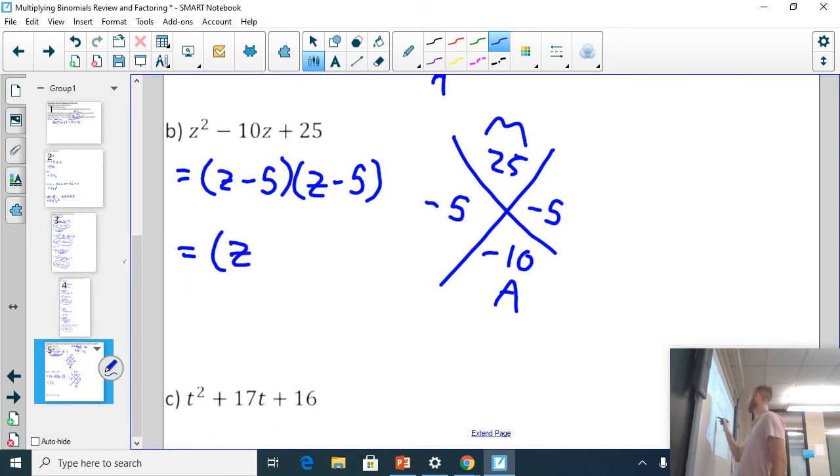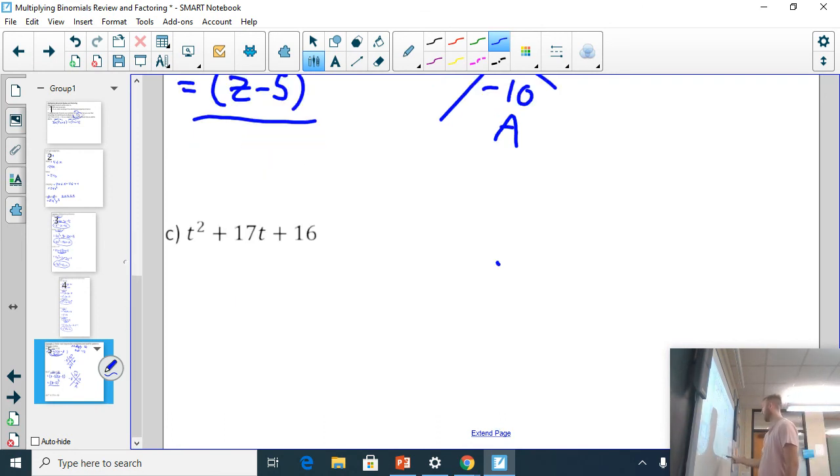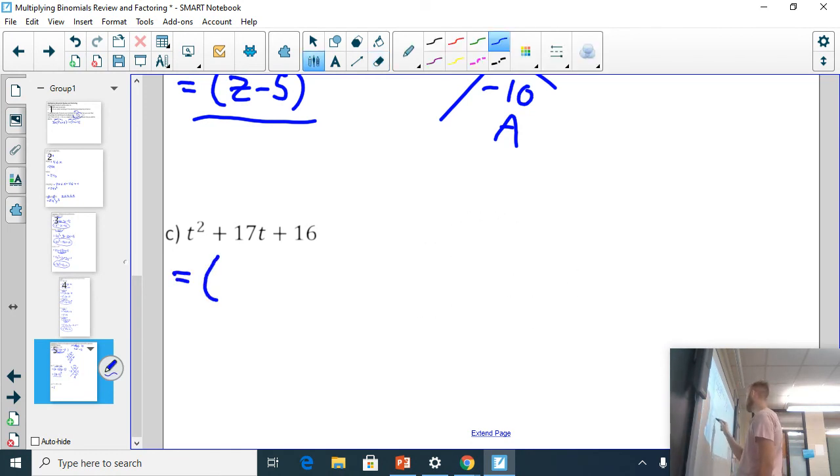Isn't z minus 5 times itself the same thing as z minus 5 squared? Boom, are we kind of seeing that pattern now? Where that z minus 5 squared, we have double that number, and then we've multiplied it by itself, so that's that number squared, negative 5 squared. And then for our last one here, again, t squared, we could probably just start writing our fractions like that.